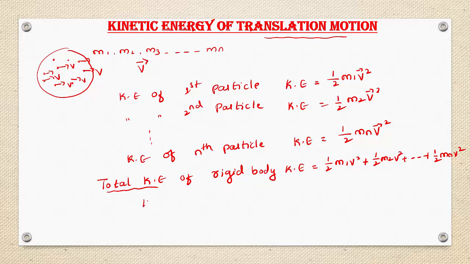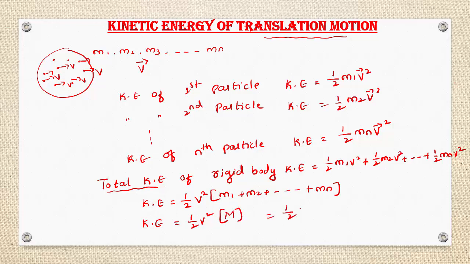This equation can also be written as K equal to, so 1 by 2 is common, v square is common in each term, remaining is m1 plus m2 and so on up to mn. So we can write kinetic energy equal to half v square times the mass of each particle added, that gives a total mass m. So we can write half m v square. That gives kinetic energy of translational motion. What it indicates? Kinetic energy of translational motion is K equal to half mv square.